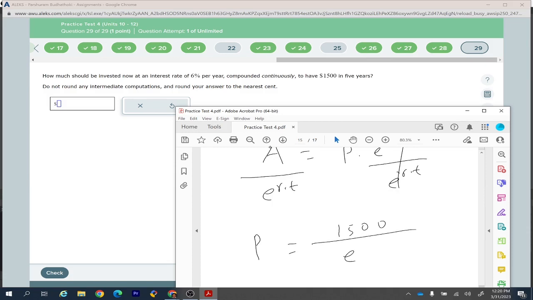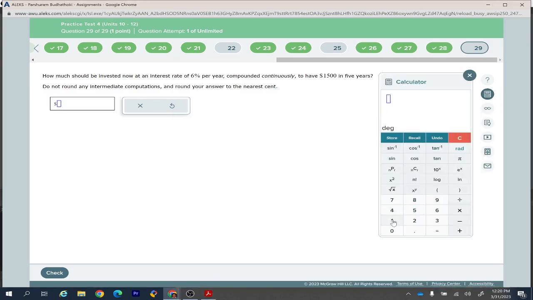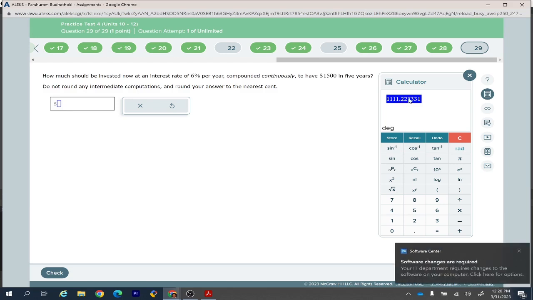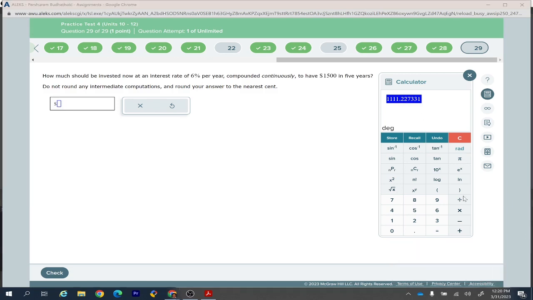What is the rate? It's 0.06 times how many years? 5 years. So type this expression here using the calculator: 1500 divided by e to the power 0.06 times 5. That will give you the number rounded to the nearest cents, $1,111.23. Don't forget that, because after this 2 there is a 7, so you have to round this 2 to the next number, which is 23. So it's 1111.23. That's all.